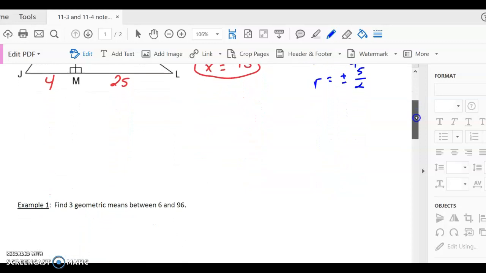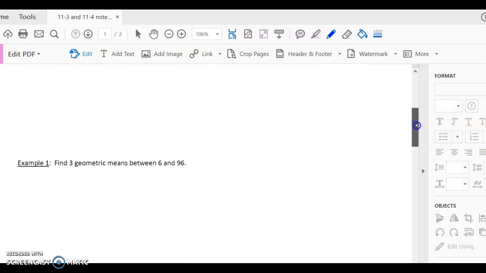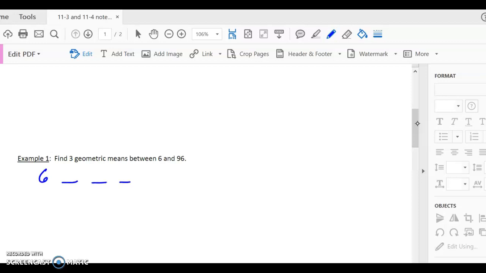So if we use that logic for geometric means, in example 1, it says find 3 geometric means between 6 and 96. So we have 6, and we want to find 3 numbers such that when we multiply by a common ratio, which you'll recognize from the previous lessons, it is geometric. If we multiply by a common ratio r, we should get 3 different numbers in between 6 and 96 that are all the same multiples apart from each other.